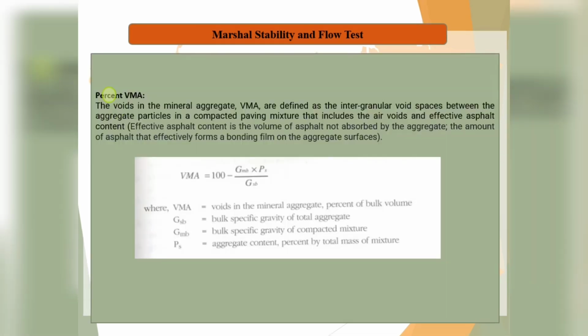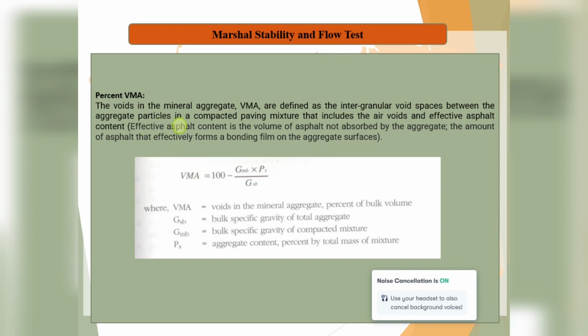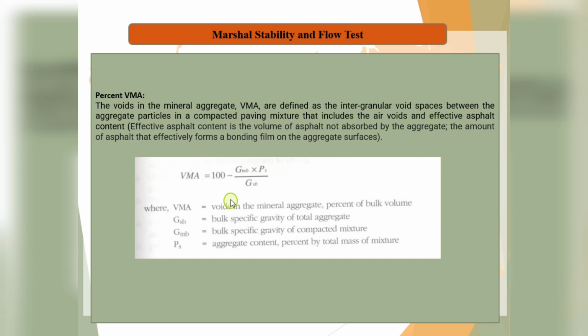Now we are finding VMA. VMA stands for voids in mineral aggregate. Its formula is 100 minus G_sb multiplied by P_s divided by G_sb. What is G_sb? We have already found it in the previous slide, which is the bulk specific gravity of total aggregate. These are the details.